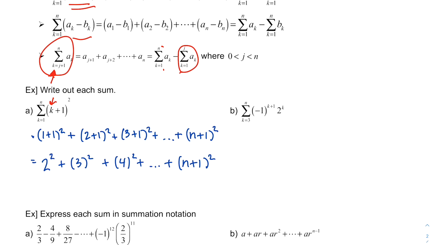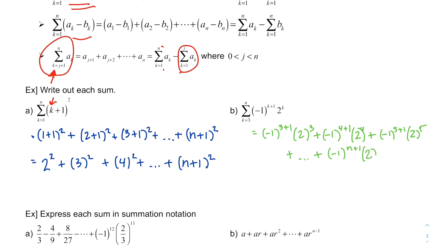Sums don't necessarily have to start with k equals 1. For part B, you can see that it starts actually with k equals 3. So just make sure you pay attention to those little details. So it will be negative 1 to the 3 plus 1 power times 2 cubed plus negative 1 to the 4 plus 1 power times 2 to the 4th plus, I'm running out of space here, negative 1 to the 5 plus 1 power times 2 to the 5th plus, and then we'll say dot dot dot all the way until negative 1 to the n plus 1 power times 2 to the nth.